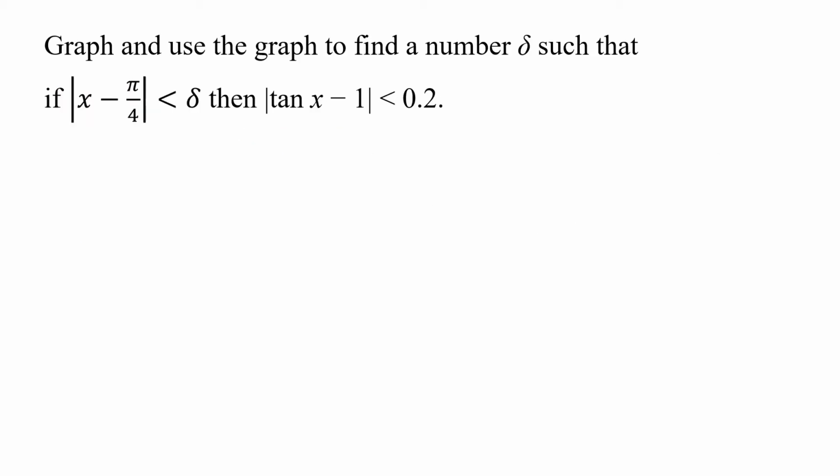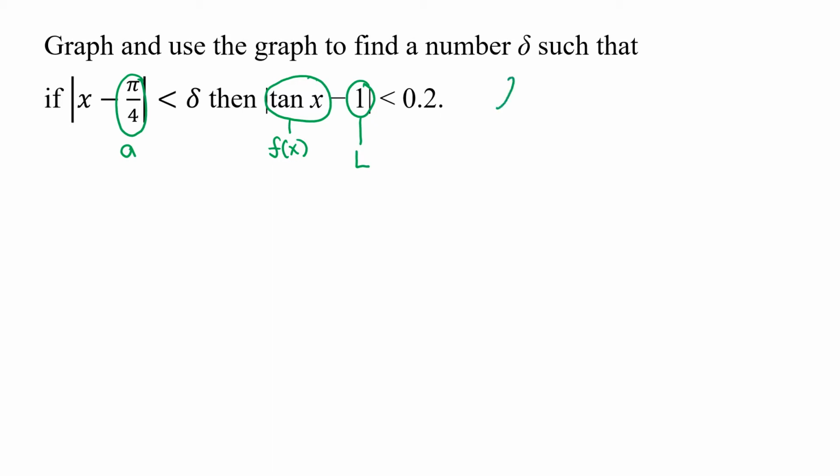Graph and use the graph to find the number delta, such that if the absolute value of x minus pi over 4 is less than delta, so if the distance between x and pi over 4 is less than delta, then the absolute value of tangent x minus 1 is less than 0.2. So then the distance between tangent x and 1 is less than 0.2. So let's look at the pieces here. So this is our a, so that's the center for x. Tangent x is the function we're looking at. And 1 is the center for those error bounds, or the limit that we're approaching.